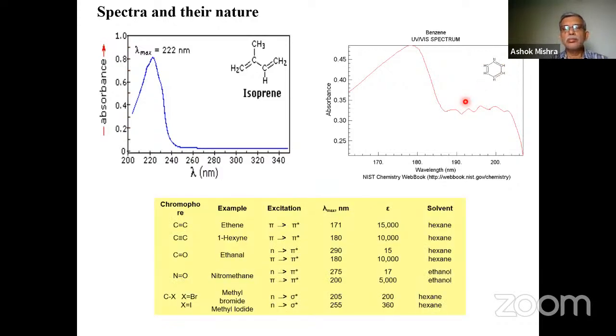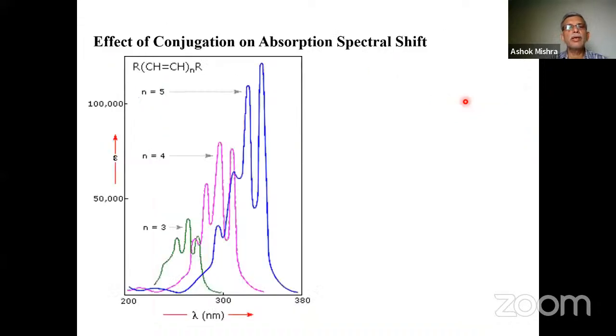Solutions will have a solvent effect because of the molecules interacting with solvents and so on. All this I'm skipping. For example, look at it. Suppose I take a linear conjugated polyene. What you see here is this. If there are 3 double bonds, the transition is here. With 4 double bonds, it has moved to longer wavelength, lower energy gap. With 5, much longer wavelength, much lesser energy gap, and so on.